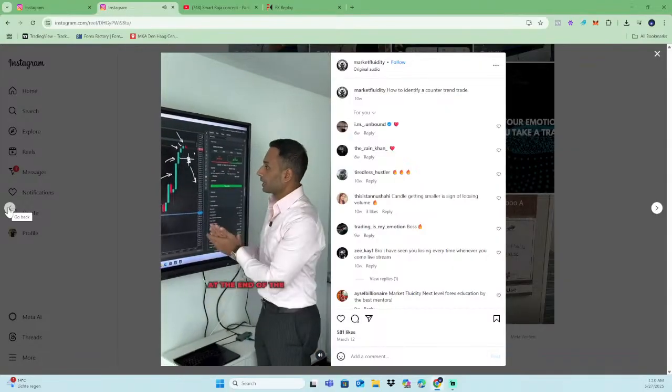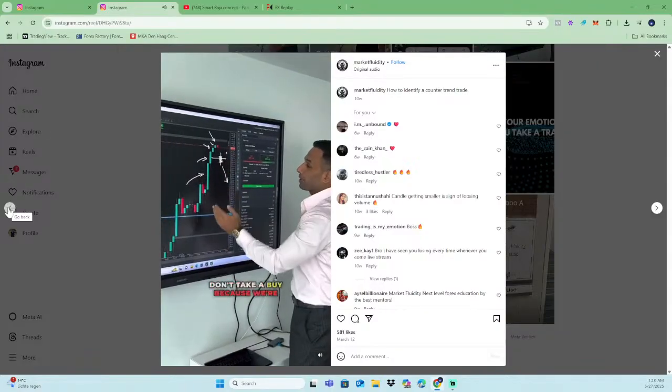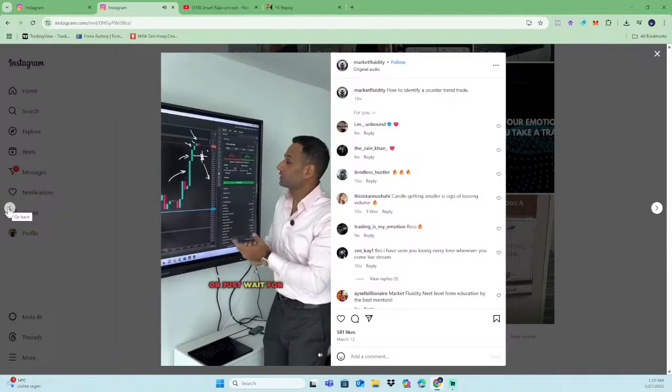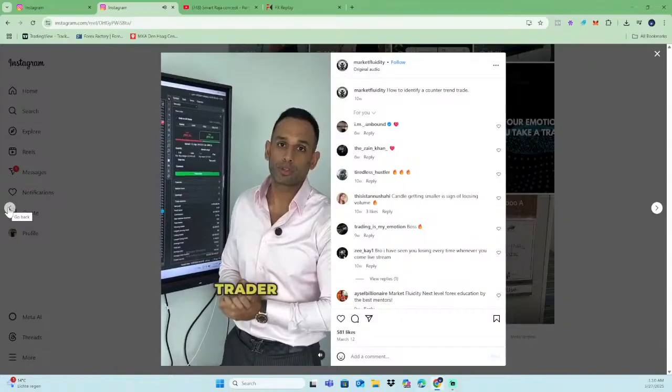So at the end of the day, if you have trends coming up like this, just don't take a buy because they're moving up. Best way is to look for a counter trend trade, or just wait for some sort of market structure to form. You keep this in mind and you're going to be a well-informed trader. Good luck.